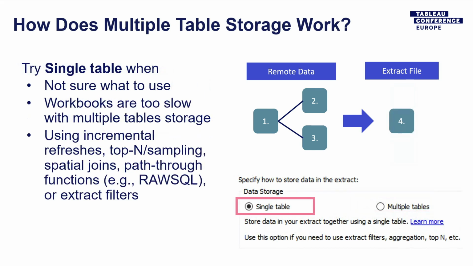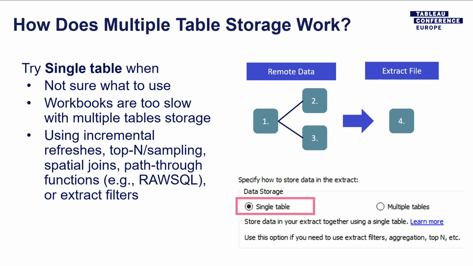Yet, it's nothing that you should just use blindly. Why? Because workbooks might become slower when you use multiple table extracts if it takes too long to compute the join during runtime. So if the join itself is very expensive, multiple table extracts might be the reason here. In that case, you can switch between those two anytime, and we recommend using single tables then.